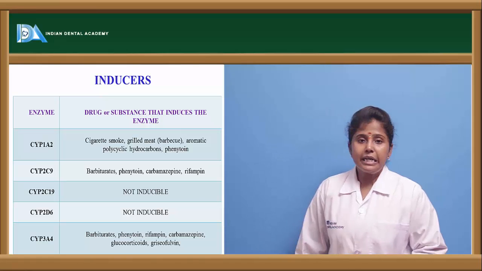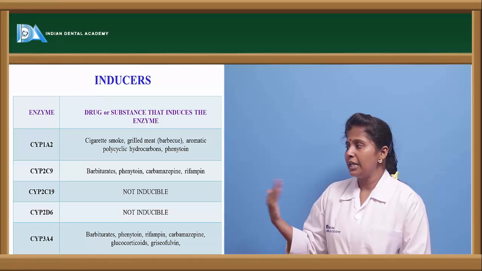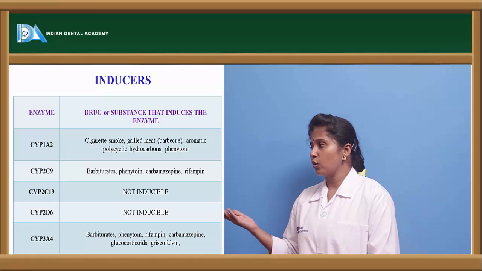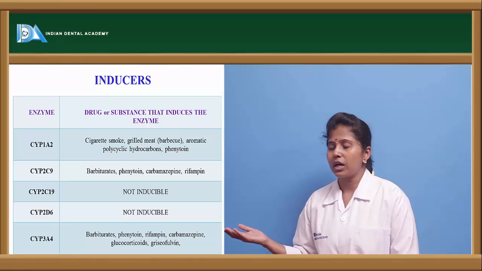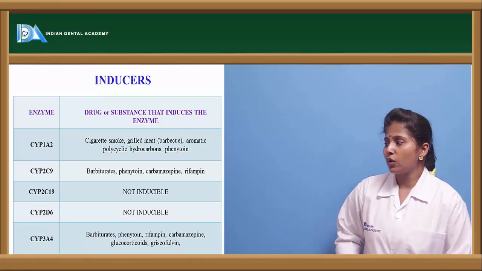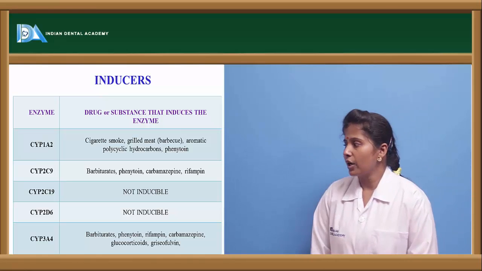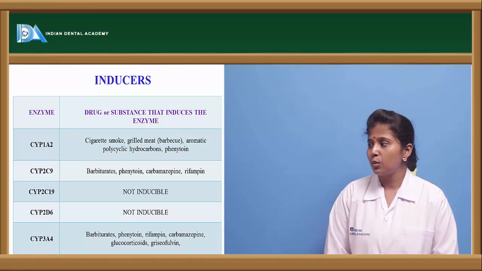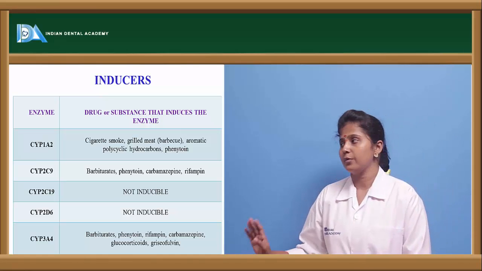Looking at the inducers, cytochrome 1A2 inducers are cigarette smoking, the habit of eating grilled meat, aromatic polycyclic hydrocarbons and phenytoin. All these induce the action of this enzyme. Cytochrome 2C9 inducers are barbiturates, phenytoin, carbamazepine and rifampicin. Enzymes like cytochrome 2C19 and 2D6 are not potentiated by any drug.